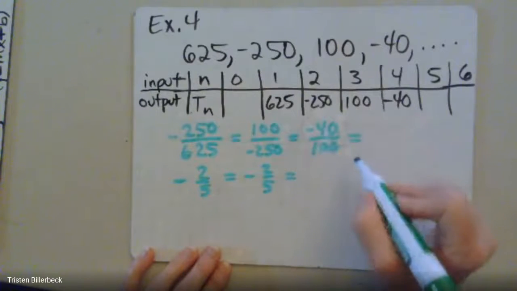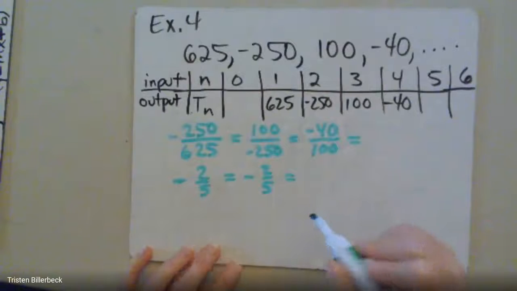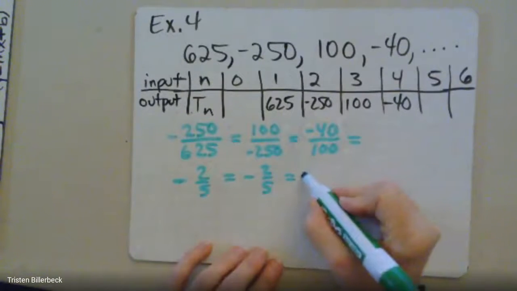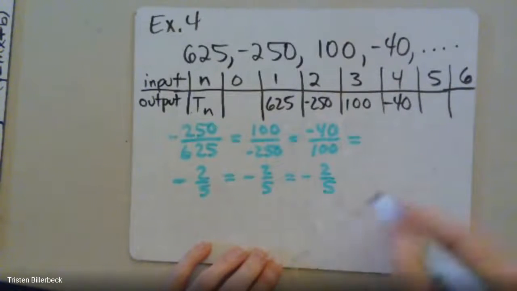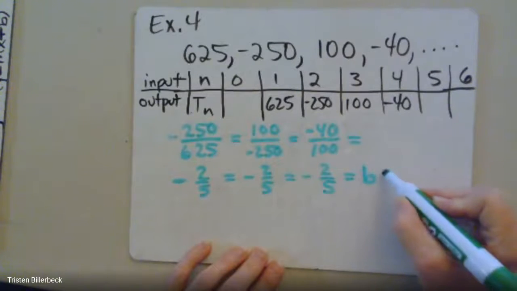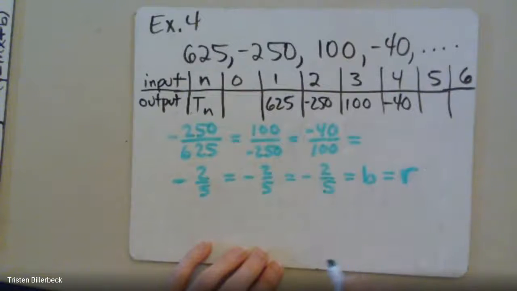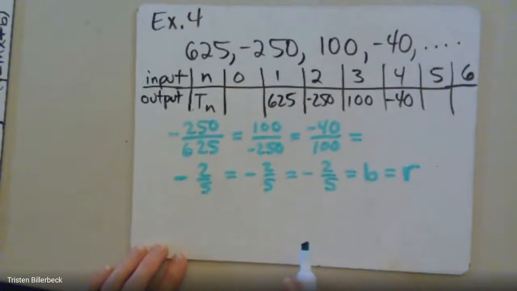And if we divide this one by, let's think about that, it's going to be by 20. So we have negative 2/5. So it checks. So our geometric ratio, which I was calling B, but many times you'll see it as R, is going to be negative 2/5.